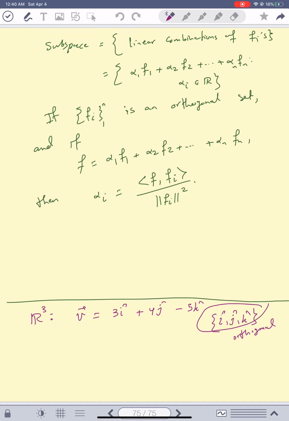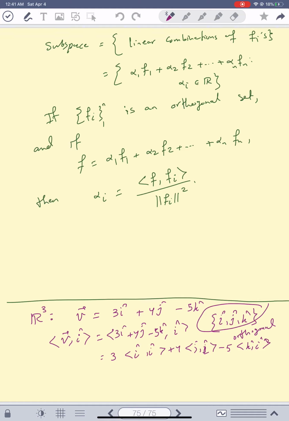Now what happens if you take the inner product between v and i? You get 3i plus 4j minus 5k, inner product with i. This is equal to 3i with i plus 4j with i minus 5k with i. But the inner product of i and j is 0, and this is 0. So what's left is 3 times the inner product of i with itself. Now, what is the inner product of i with itself, or the dot product? It's the magnitude of i squared, but the magnitude of i is 1, so this is basically 3.